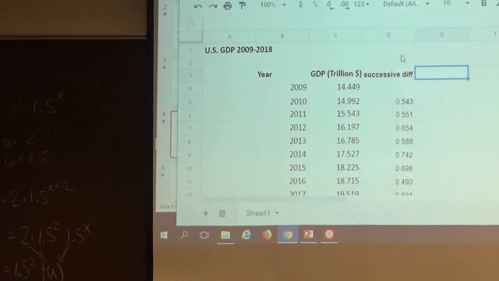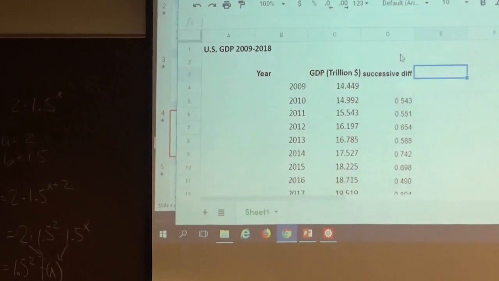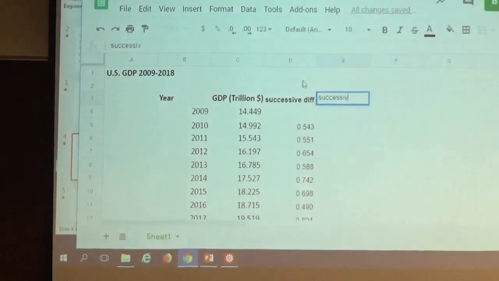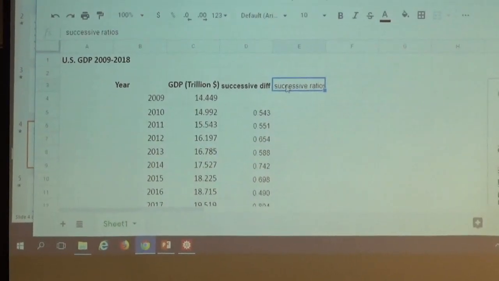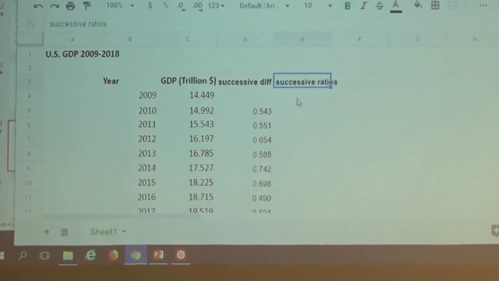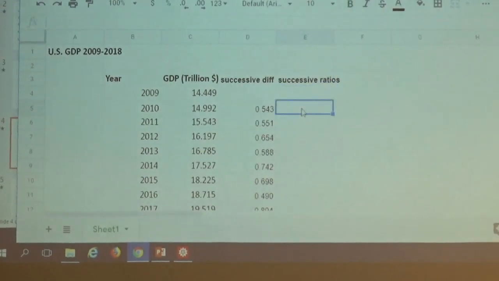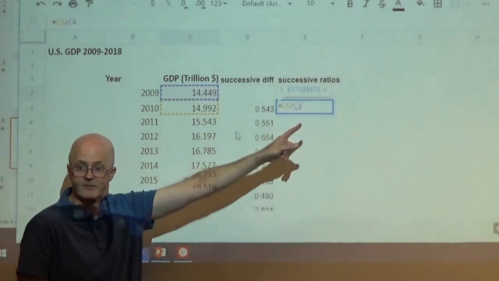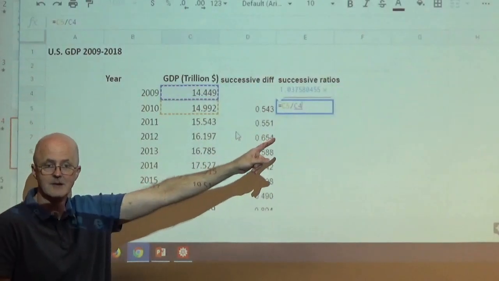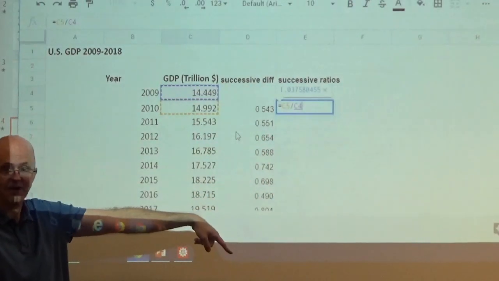What about an exponential model? Instead of successive differences, you want to do successive ratios, or quotients. I'll call them ratios. Take this number divided by this number instead of minus. Equals C5 divided by C4 instead of equals C5 minus C4. I'll copy and paste that down as well.